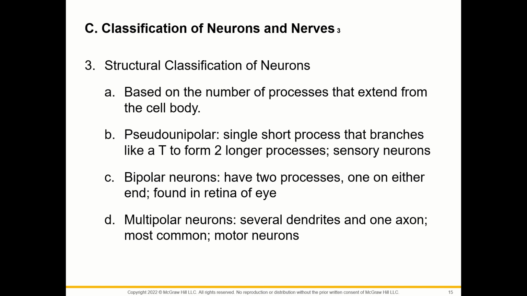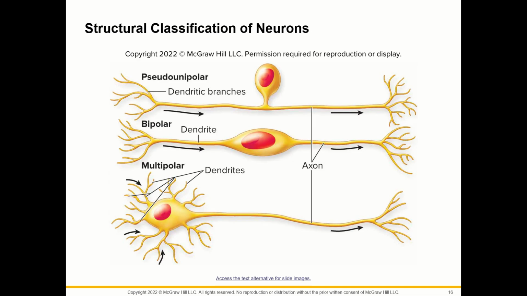Like 99% of neurons are multipolar neurons, because not only are they motor neurons, the somatic motor neurons and the autonomic motor neurons, but as far as I understand, most of your interneurons that connect everything together in the brain and spinal cord are multipolar. So here's the pseudo-unipolar.